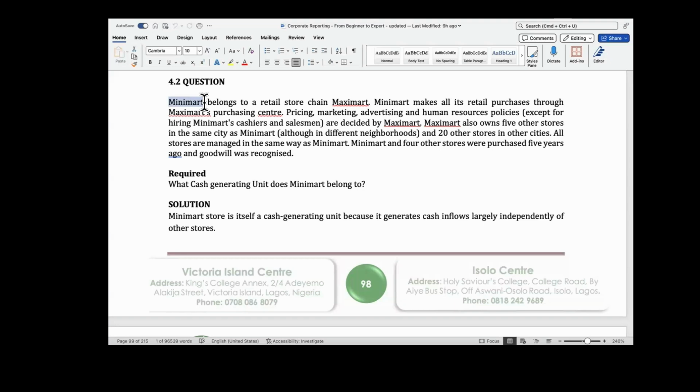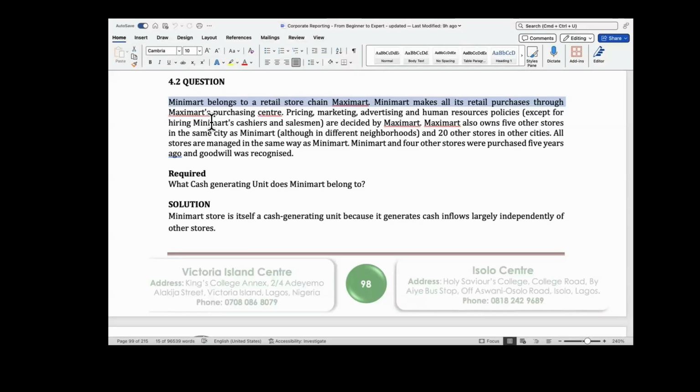So this question wants to expand your mind about what a CGU is. Don't see it as a random group of assets that they put together. In fact, a CGU is a business, mostly a business. In the exams they will give you a business. So a business that will have different assets. And in most businesses, you find that for those individual assets, you cannot say this is how much they make individually, except you look at the entire business as a whole, right? So that's a CGU. Minimart is a CGU.